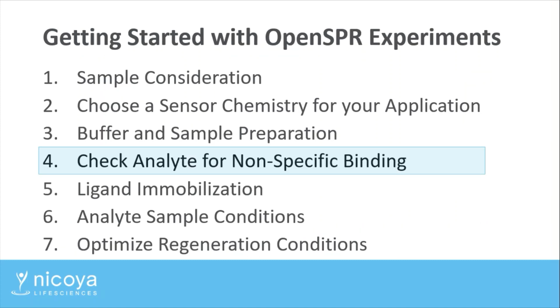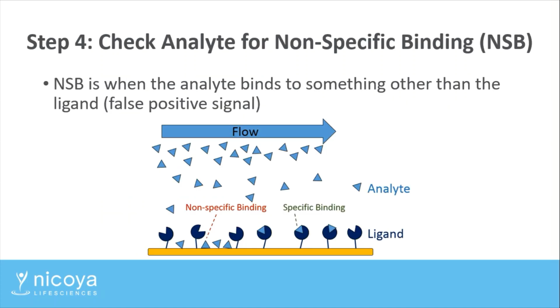Now, the next thing we need to do is check our analyte for non-specific binding. Once you've chosen your sensor chemistry and prepared your buffers, the very first test you should start with is a control test, and this control test is going to check your analyte for non-specific binding. Non-specific binding is when your analyte binds to something other than the ligand, often the sensor surface itself, and this is going to result in a false positive signal, which we don't want to have during the specific binding test.